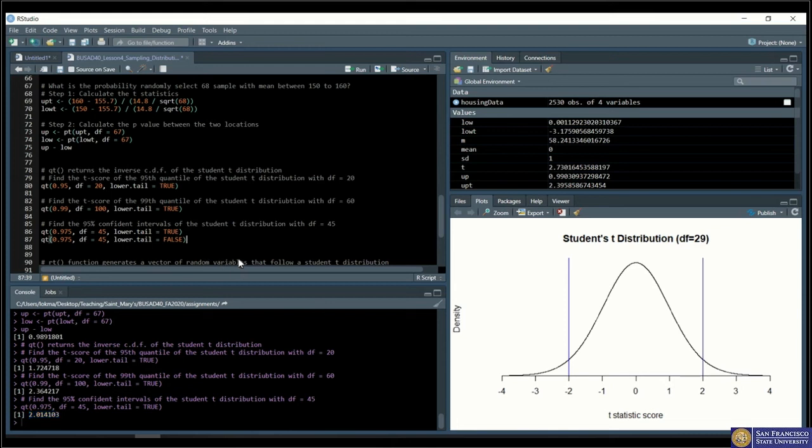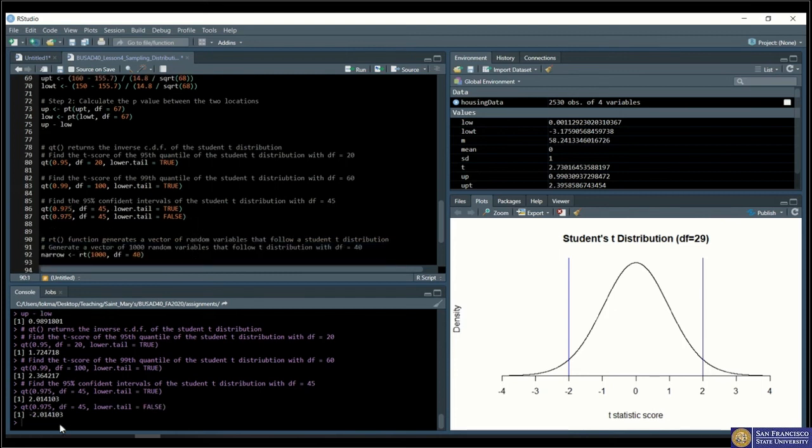And for the left, we can use the parameter lower.tail, set it equal to FALSE. What it means is I want to figure out the 97.5% of the probability, not on the left-hand side, but this time on the right-hand side. So the leftover on the left-hand side will be 2.5%. So what is this score? Obviously you already know, negative 2.014.